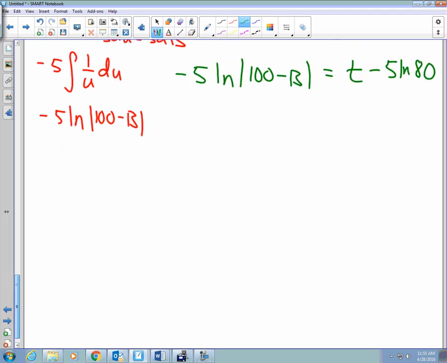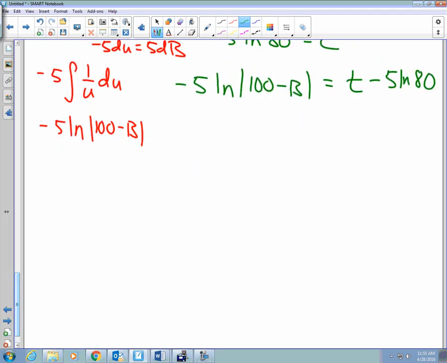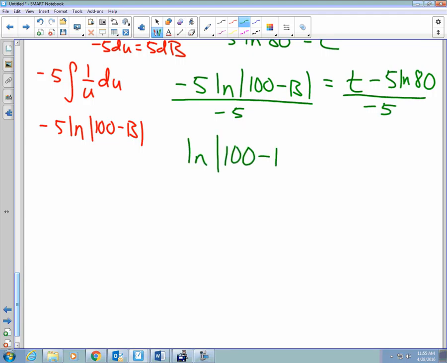What variable am I trying to solve for? b. How do I solve? What do I do? Yep, multiply by negative 1/5 or divide by negative 5. Natural log of 100 minus b is equal to, do I divide that all by negative 5 or just part of it by negative 5? All of it, so I get negative 1/5 t plus natural log of 80. The negative 5's go away.